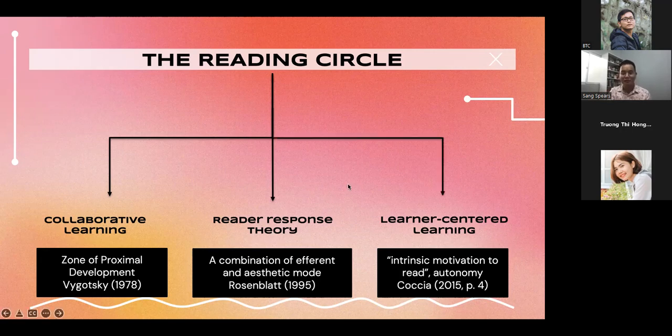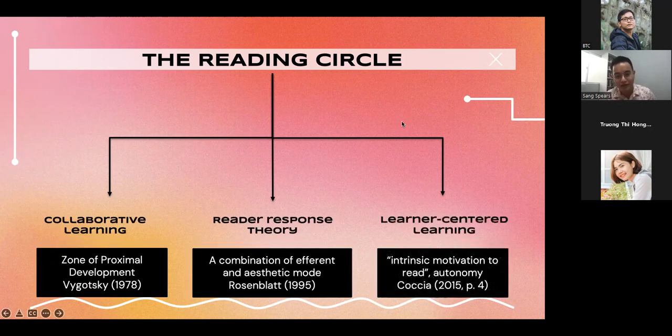Okay. And finally is the learner-centered learning. Kosha in 2015 explained that intrinsic motivation to read would be the key concept of learner-centered learning. Along with that, the learner will be more autonomous and take more responsibility for their own learning when they join the reading circle. So the reading circle is the very first model that I want to introduce in my talk today, because I know many of you would hate or avoid the idea of integrating technology into the classroom, especially for young learners, because you may think it is not good at all to let our children get exposed to technology at a very early age. So the reading circle would be one approach that we can aim to implement in our classroom.